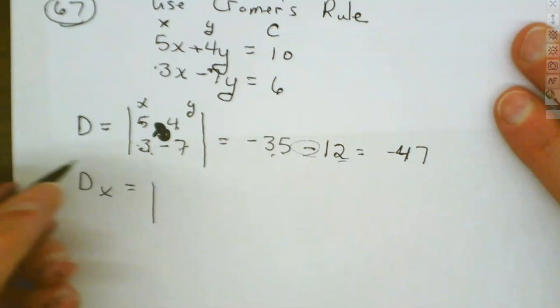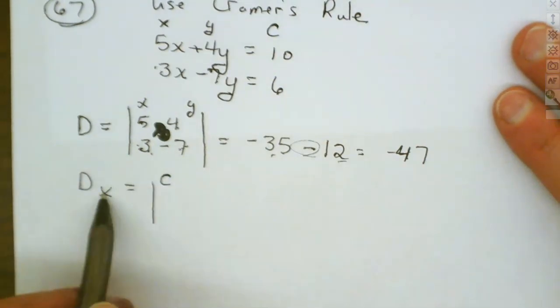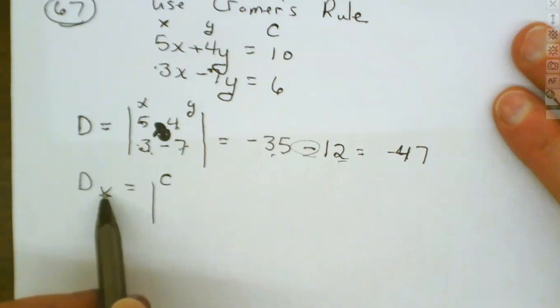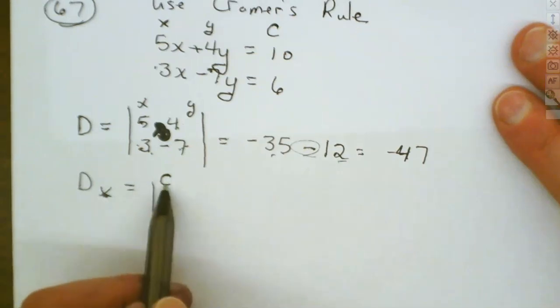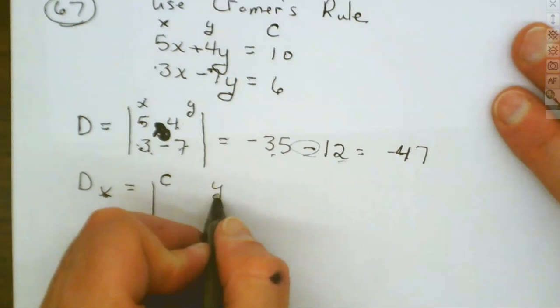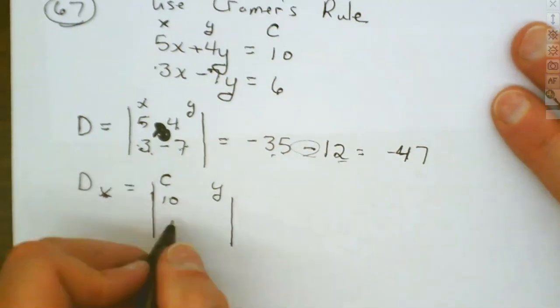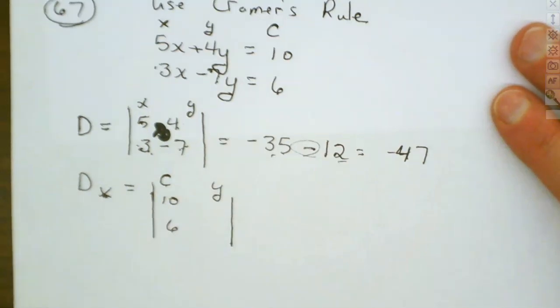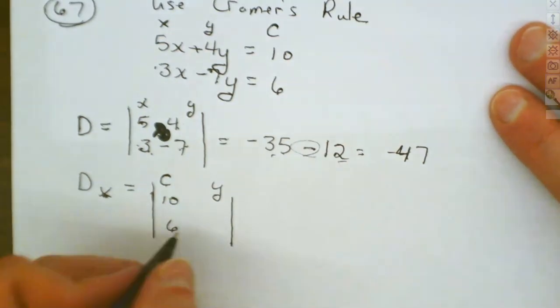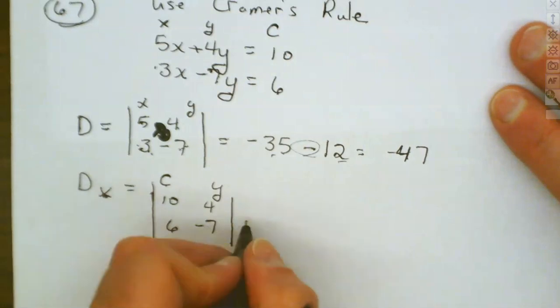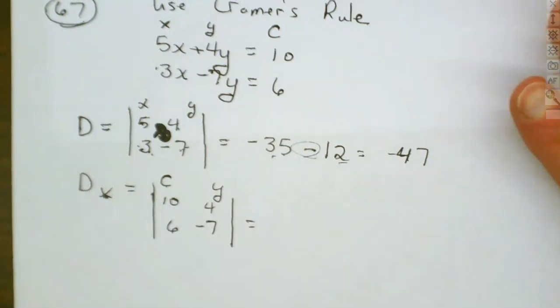Now dx. We've got the dx, so d of x. This d has the x here, so the x gets replaced with the c. Y stays as it is. So that would be 10 and 6. Y stays the same as 4 and negative 3. Cross multiply.